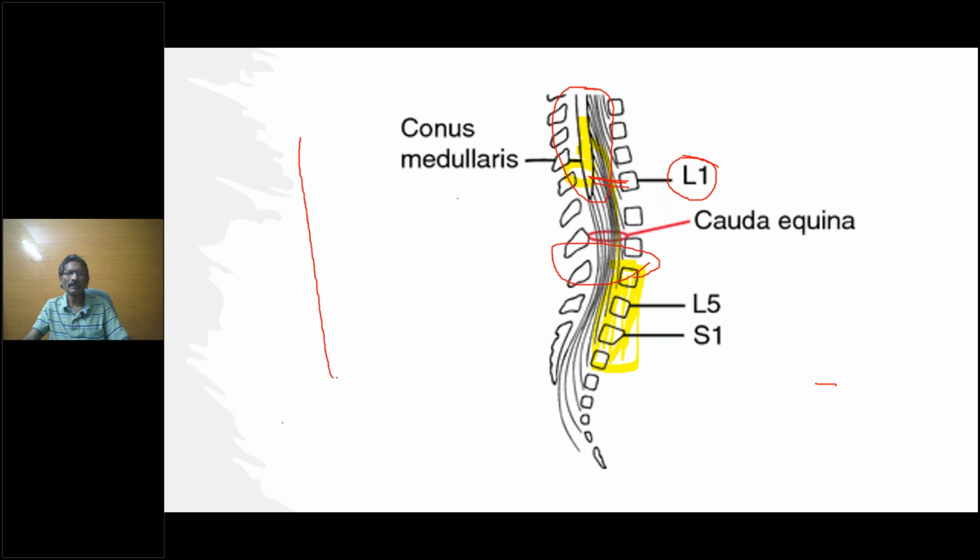See, this is the conus medullaris. So here you are having the different segments. Let's assume that this is L4, L5, S1, S2. Here S3 comes. See, for a lesion to affect only this particular segment is rare. That is what I was trying to tell.